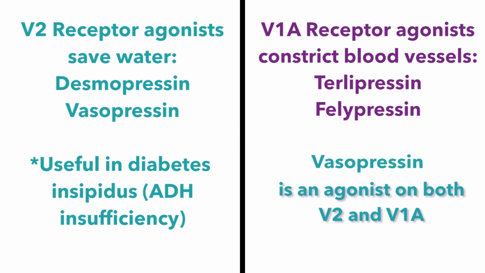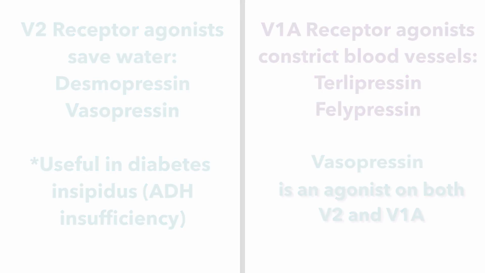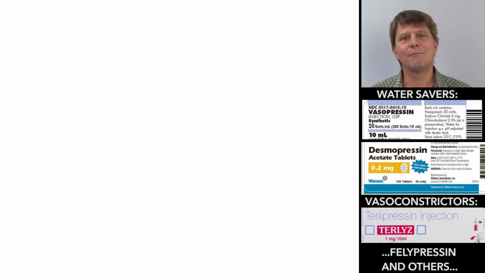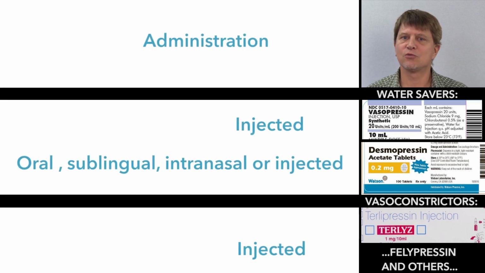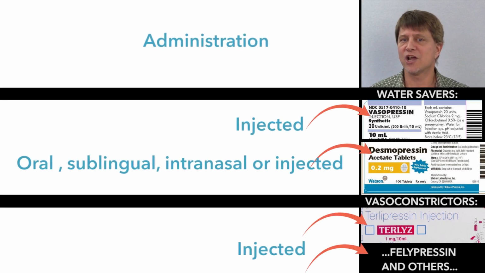So they're great in times when you need to constrict blood vessels, when there's a surgery and too much blood loss is happening, or in an emergency accident. In those types of emergency situations, they're very good. Most of the pressin drugs are administered by injection, although sublingual and nasal sprays are also available for some of those drugs.